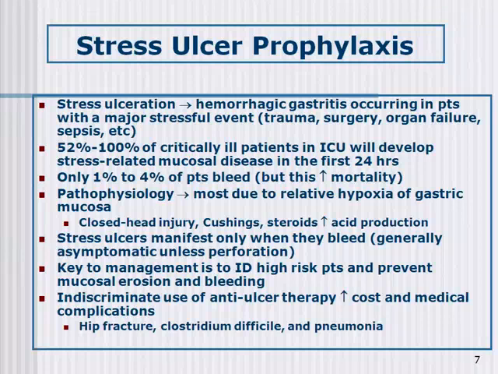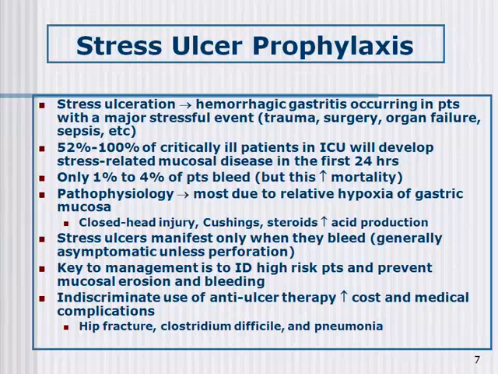Stress ulcers per se predominantly manifest when they bleed, and so unless there is significant erosion into the gastric mucosa, these are usually asymptomatic. So the key in terms of preventing bleeding in that 1 to 4% of patients is appropriate selection of patients for prophylaxis. We have to identify the high-risk patient and then prevent mucosal erosion and bleeding that could result.